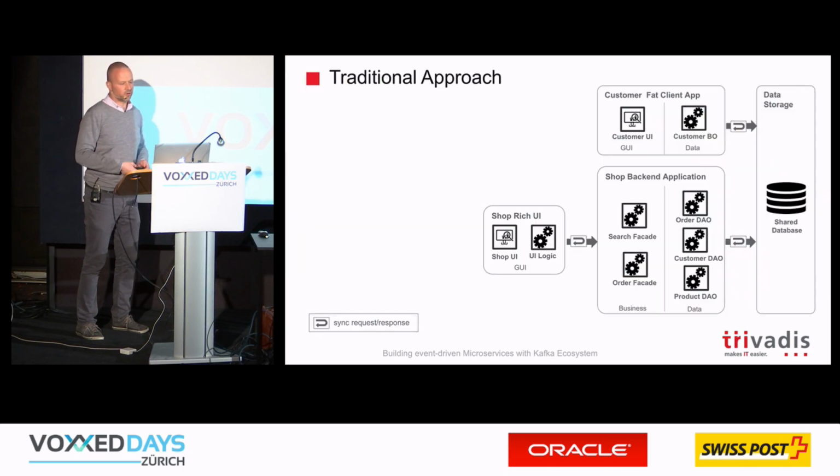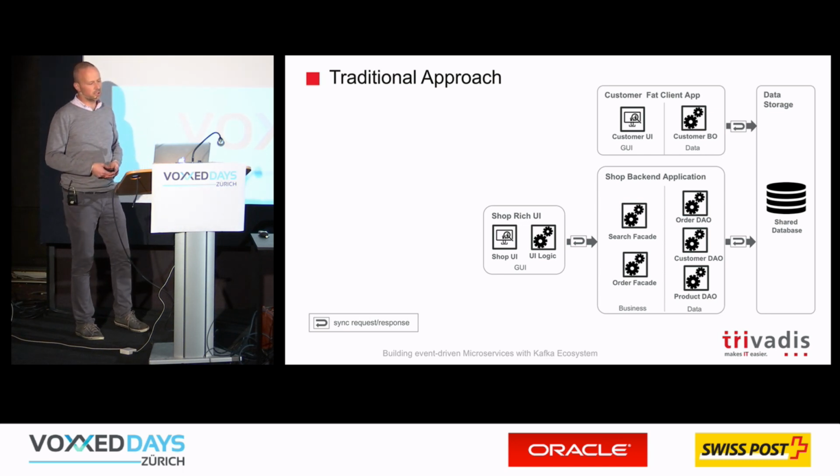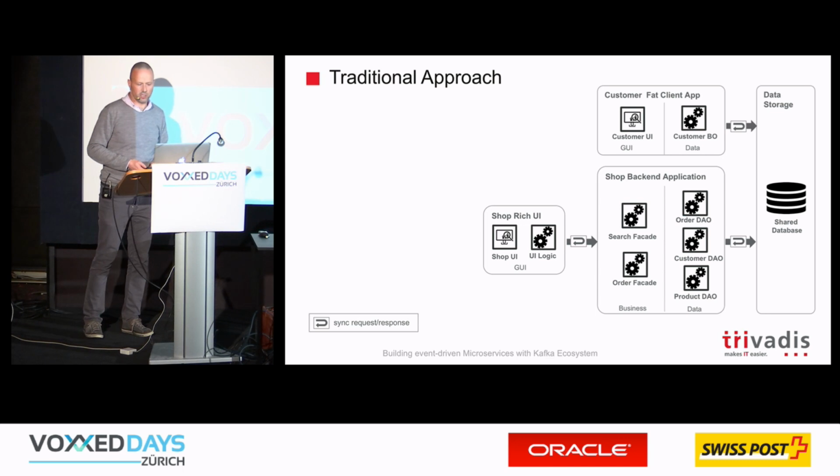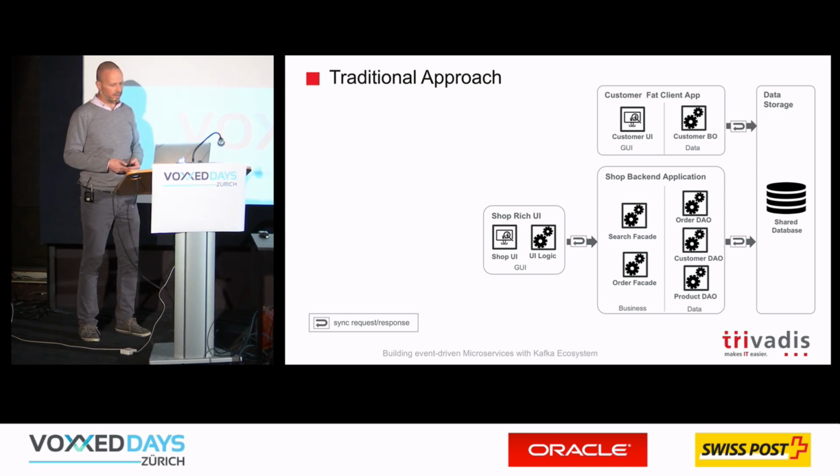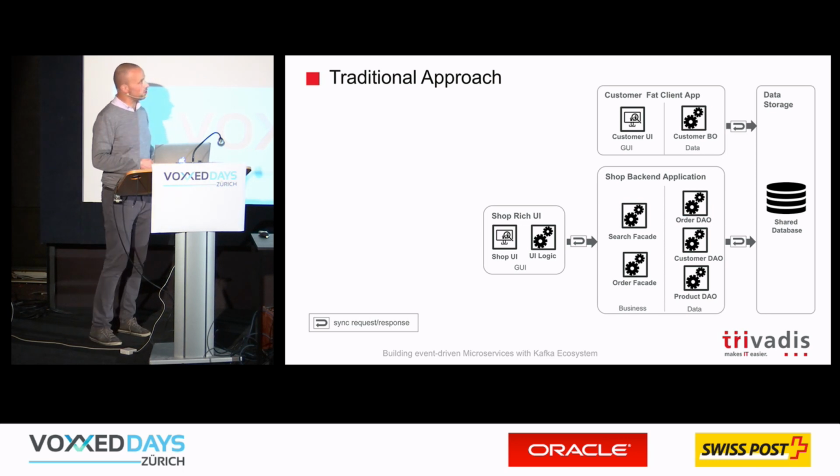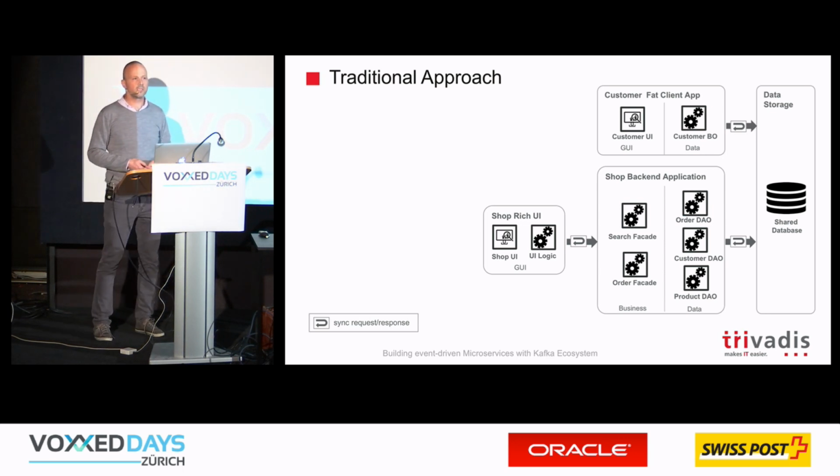So where do we come from? Way back, we did maybe fat client applications on top, or web applications, rich UI applications on the bottom. And mostly, when we implemented these systems, they were all synchronous request response. So we asked for something, we waited until we got a response back. HTTP works like that. Calling a database, doing a select on a database works like that.